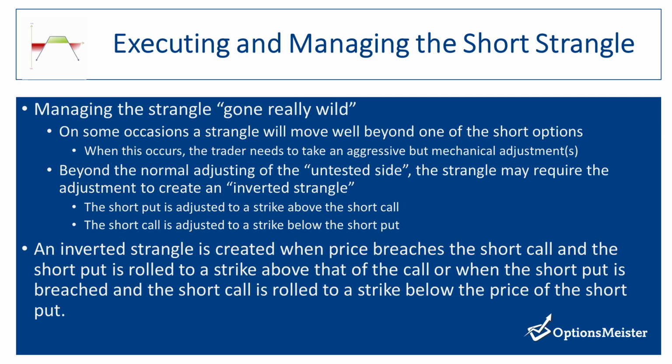We create an inverted strangle when price breaches the short call and the short put is rolled to a strike above that of the call, or when the short put is breached and the short call is rolled to a strike below the price of the short put. When a short strangle becomes inverted, the trader has mitigated the loss, but must realize that a potential loss is locked in. The intrinsic value of the inverted strangle is the spread width of the trade. The extrinsic value is the current price for the inverted strangle less the intrinsic value.